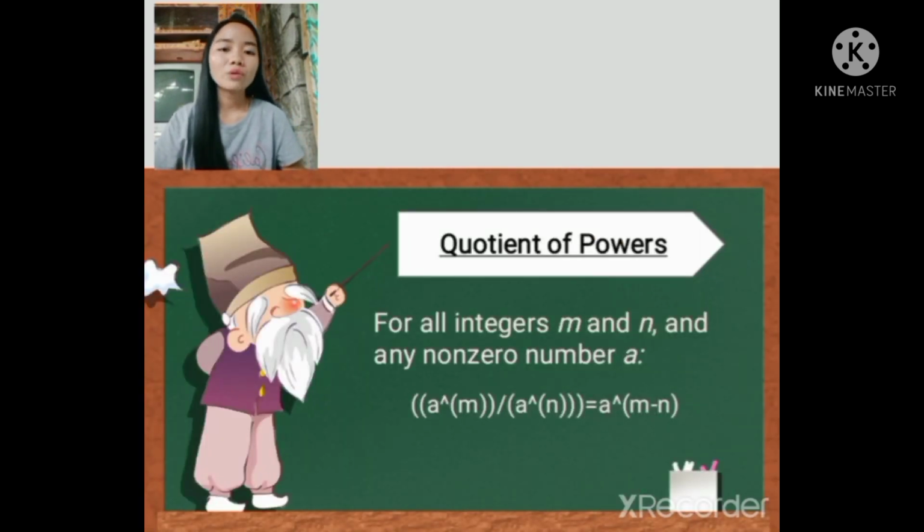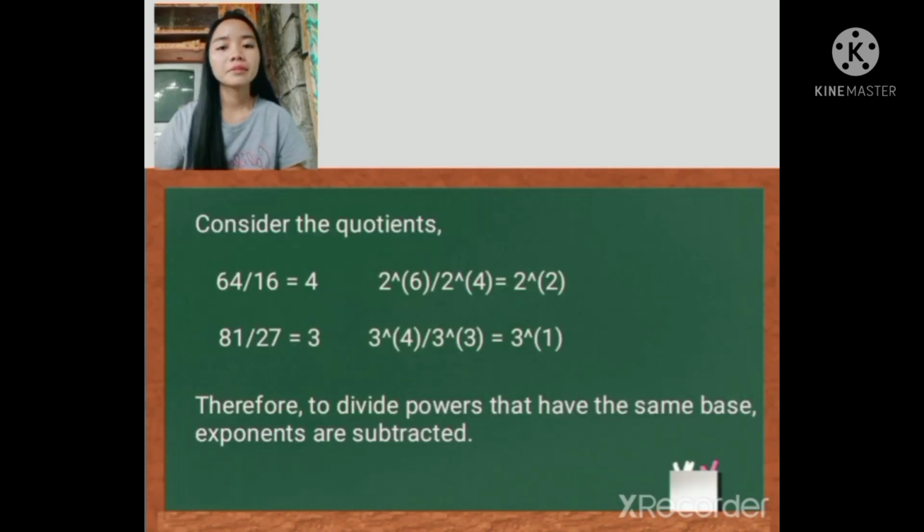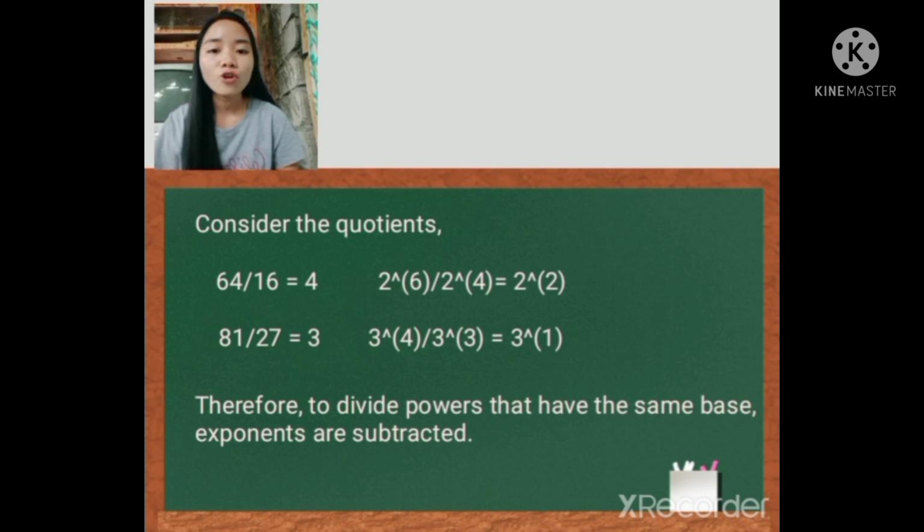Quotient of powers. For all integers m and n and any nonzero number a, a to the power of m over a to the power of n equals a to the power of m minus n. Consider the quotients. So we have 64 divided by 16 equals 4. So for 64, we have 2 to the power of 6 over 2 to the power of 4.